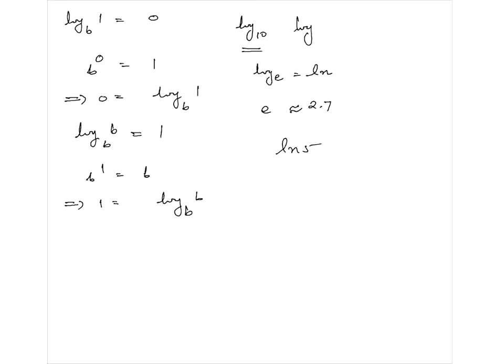Theorems involving log. Log of 1 is always 0. This is very easy to prove. Log of 1 is always 0, base can be anything. This is very easy to prove because anything to the power 0 is 1. And therefore 0 is given by log of 1 to the base b. That b can be anything. So log of 1 is 0 is a theorem.